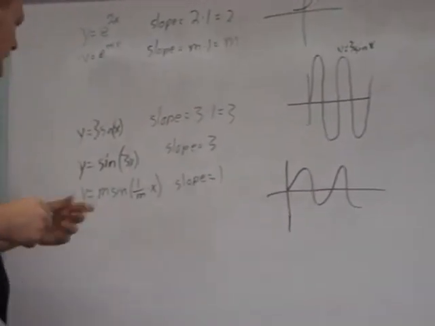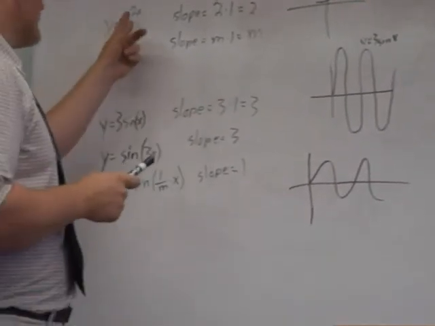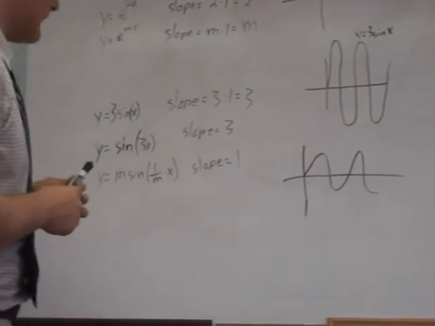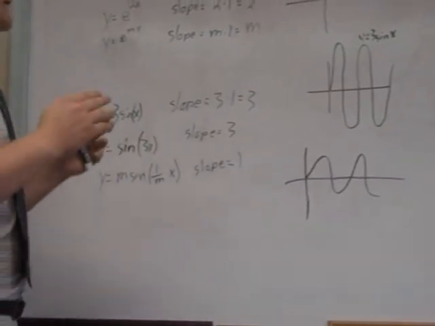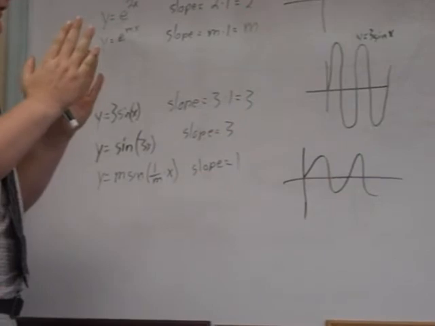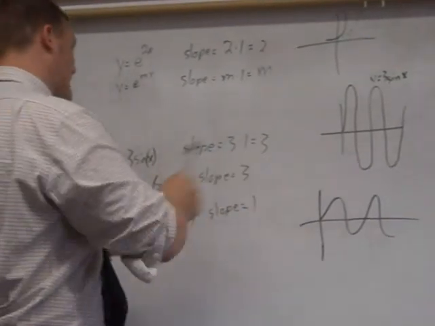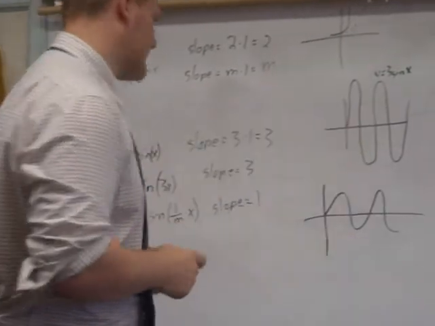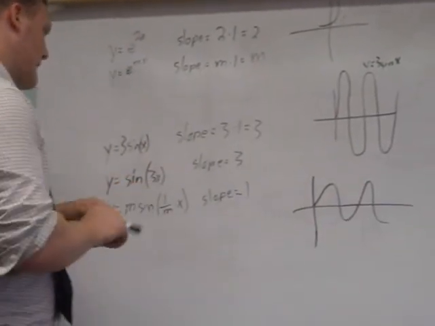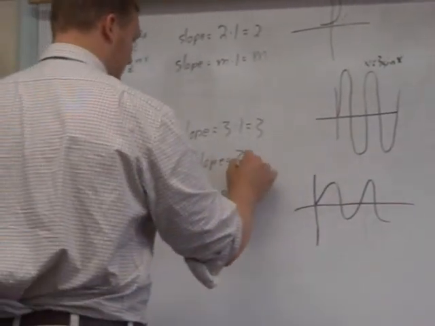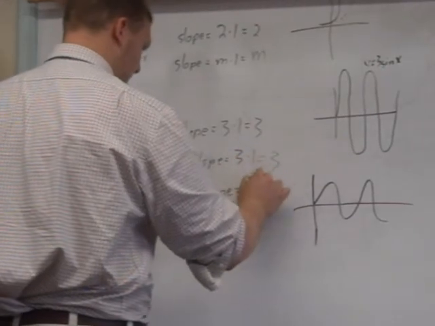So when we go down here, y equals sine 3x is essentially the same as this. It's going to look as if it is shrunk horizontally, similar to this. It's going to have the same 3 times 1, so the slope is going to be 3 times 1, so it's also going to be 3.